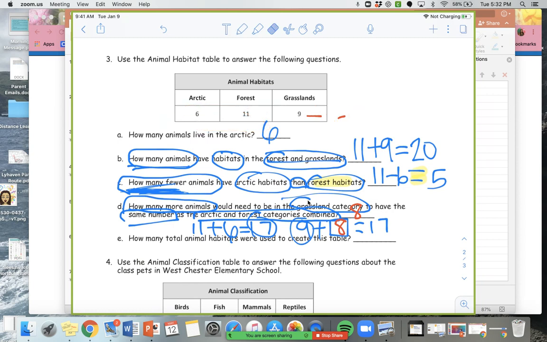Okay, question E. How many total animal habitats were used to create this table? How many animal habitats? Well, I see 1, 2, 3. Okay, that's 3. Question number 4. Let's move this up and I'll move it back down if we need to look at the table.